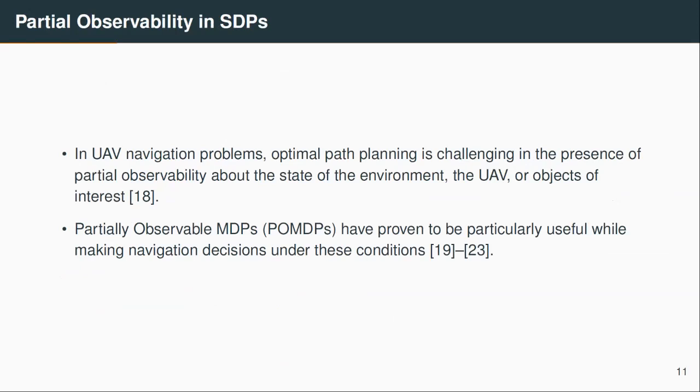In UAV navigation problems, optimal path planning is challenging in the presence of partial observability, because it's not possible to infer the actual state of our environment, the UAV, or objects of interest or targets. This motivates the formulation of partially observable MDPs, or POMDPs, which have been proven to be particularly useful to make navigation decisions for UAVs under these conditions.